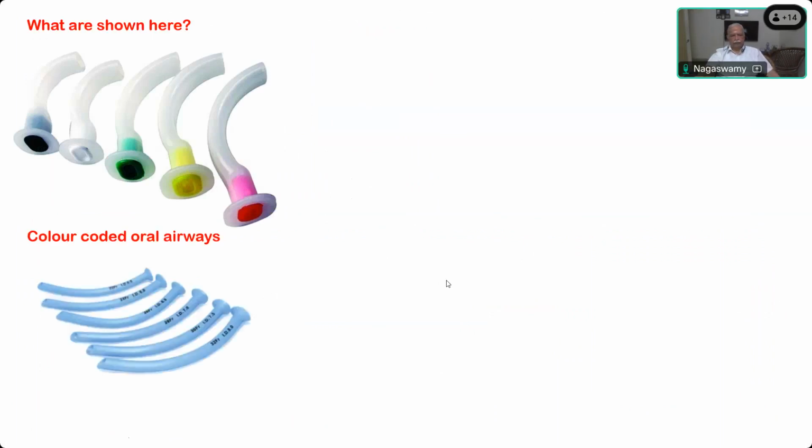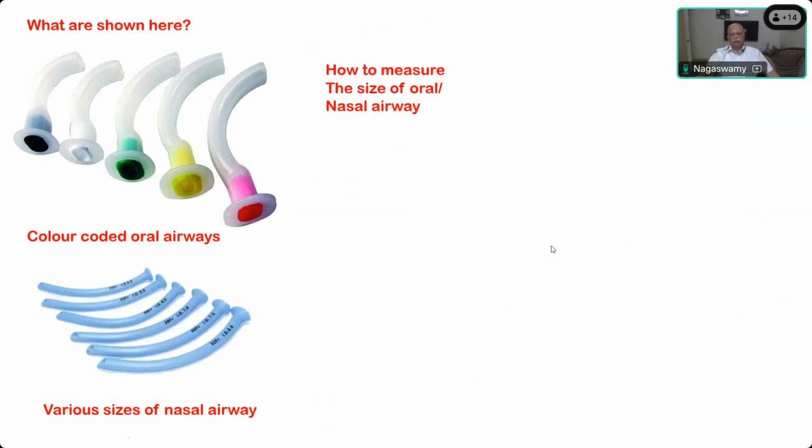What are these? Nasopharyngeal airways of different sizes. Here only the ID number is written. It is not color coded. So these are various sizes of nasopharyngeal airway.